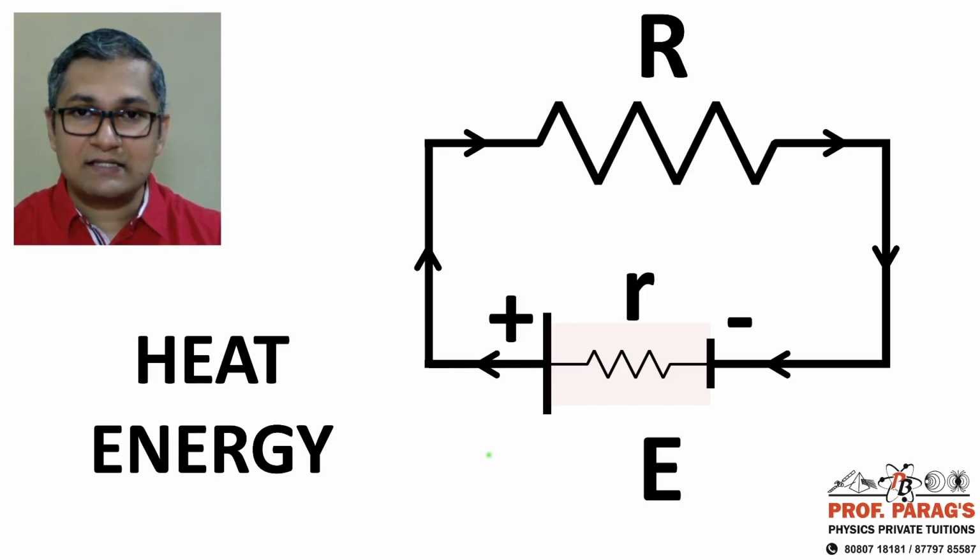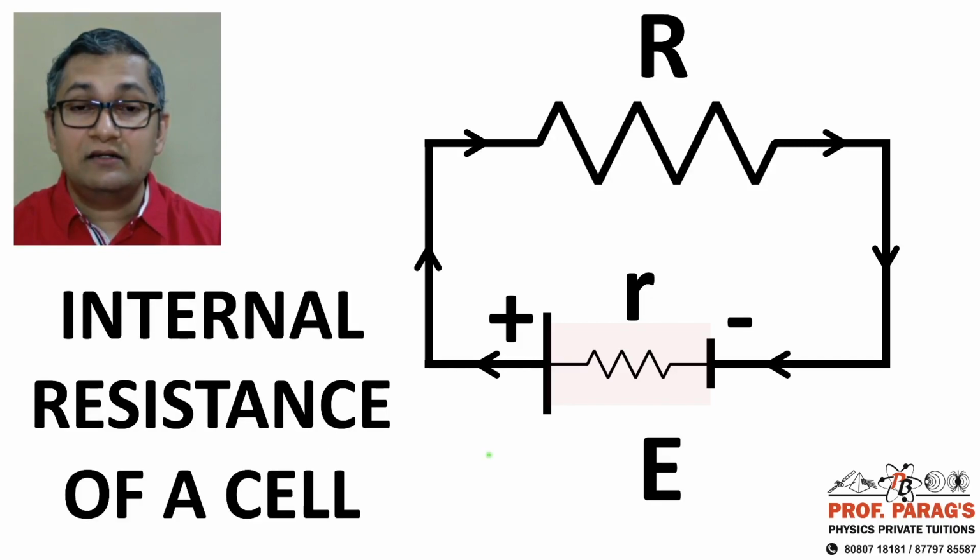Since this resistance is inside the cell, the name we give it is internal resistance of a cell. The symbol we give to distinguish it from capital R is small r. Capital R is the external resistor, small r is the internal resistance. Is it a real resistor that you will find inside a cell? If you cut open a cell, will you find this resistor inside? No. It is simply a representation of that loss of, actually speaking, chemical energy.